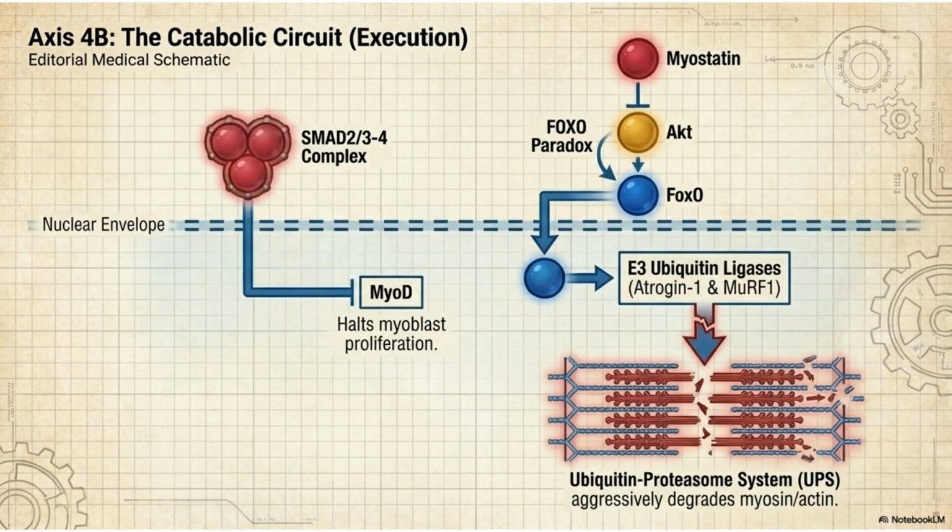Axis 4B, the catabolic circuit execution, shows the SMAD complex halting myoblast proliferation. Furthermore, myostatin drives the FOXO paradox, where AKT is bypassed, leading to the activation of E3 ubiquitin ligases, which aggressively degrade muscle proteins via the ubiquitin proteasome system.